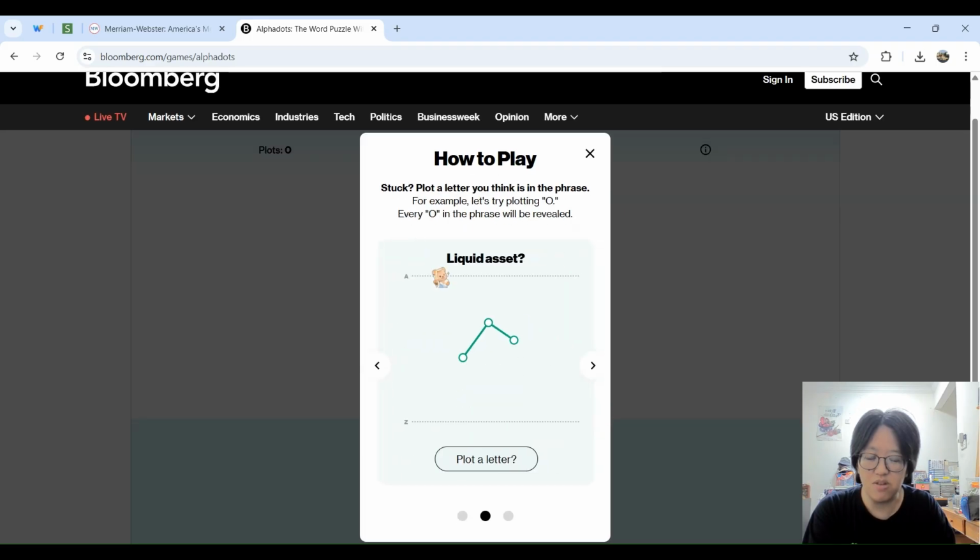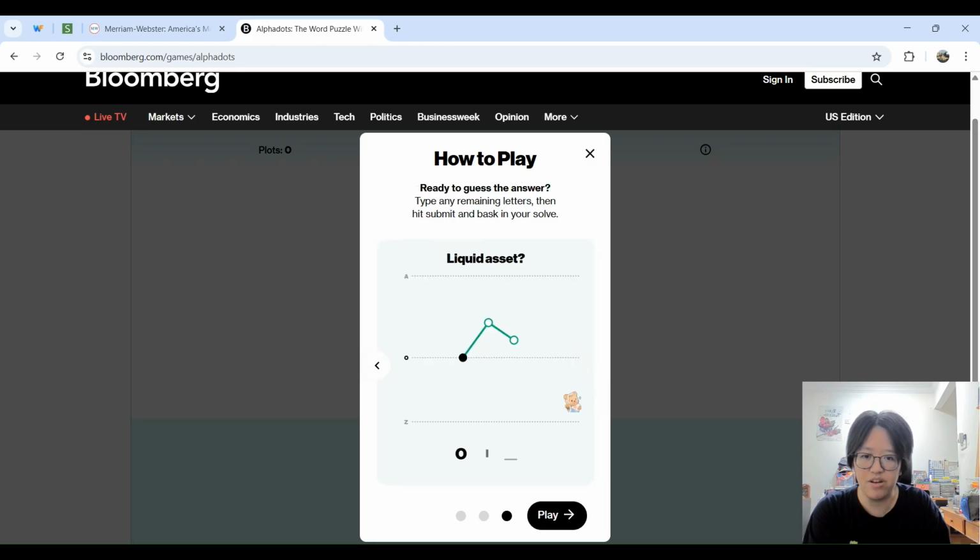All right, so the clue is liquid acid. Plot a letter you think is in the phrase. For example, let's try plotting O. Every O in the phrase will be revealed. So O here is revealed to be the first letter of this three-letter word, and it's right over here. So this letter will obviously be before O, and this one obviously comes after it, right? At the end, we figure out it's oil. So I for L, and L comes before O. So let's go play it.